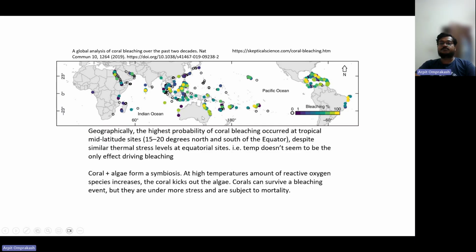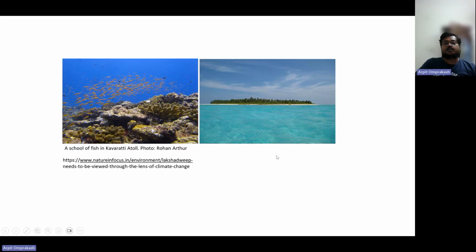So what we see here is where coral bleaching has occurred. What is the probability? Highest probability, lower probability. We see that the highest probability is around the tropical mid latitudes, the belt between 15 to 20 degrees north and 15 to 20 degrees south, right? Including the equator. And despite similar thermal stress at the equator, temperature doesn't seem to be the only driving effect of bleaching, right? There are other effects also.